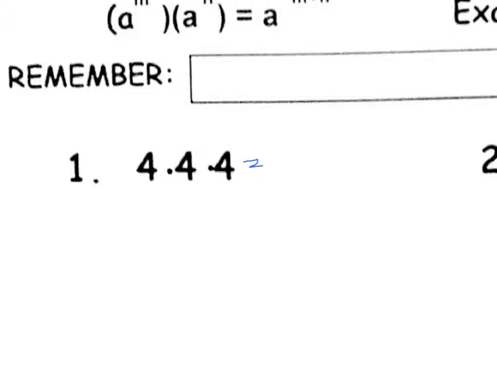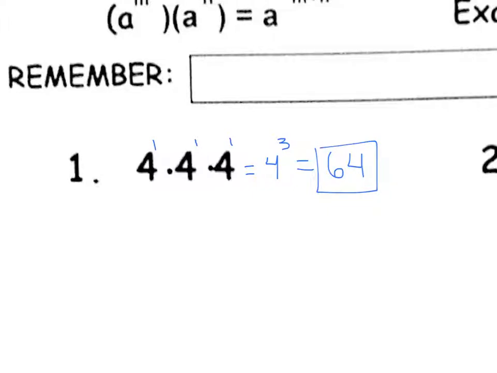4 times 4. When there are no exponents, we assume that the exponents are going to be 1. So when we multiply these, you get 4 to the, and adding up all the exponents, you get 3. Now with this particular problem, you can actually calculate the value of this. 4 to the third is 4 times 4 times 4, which is 64.